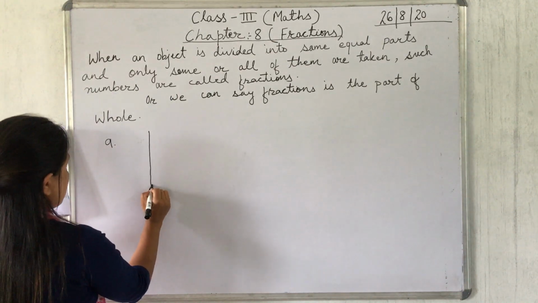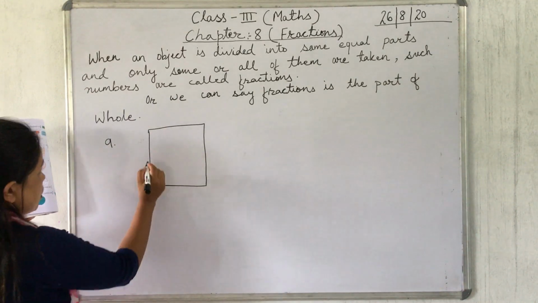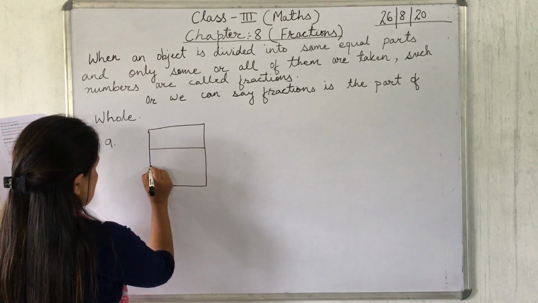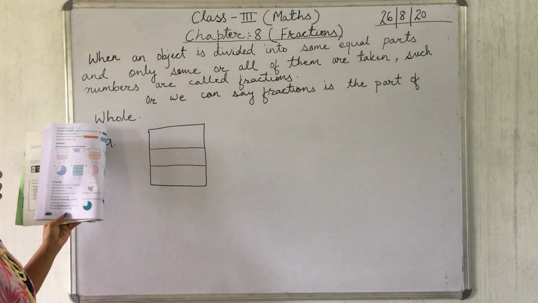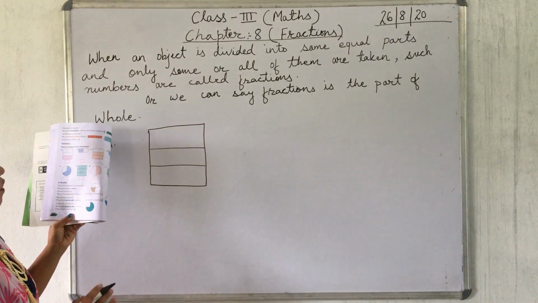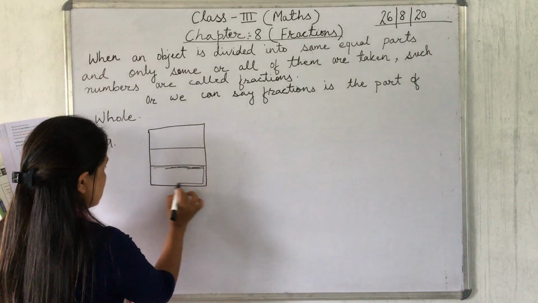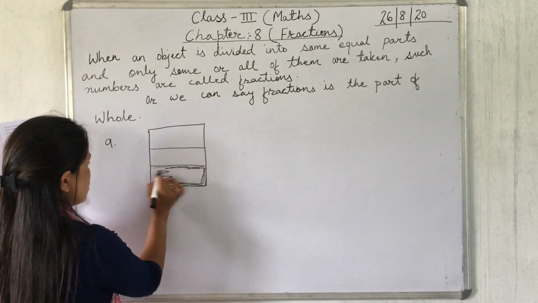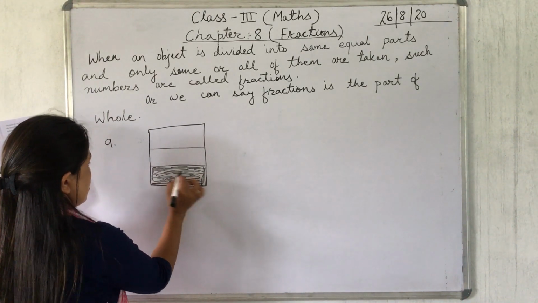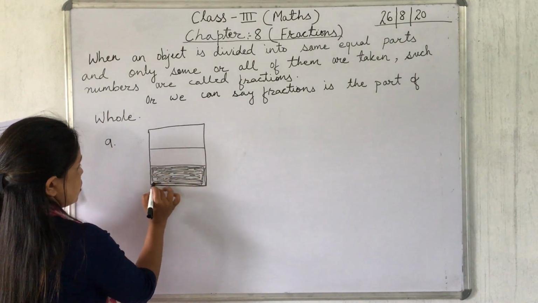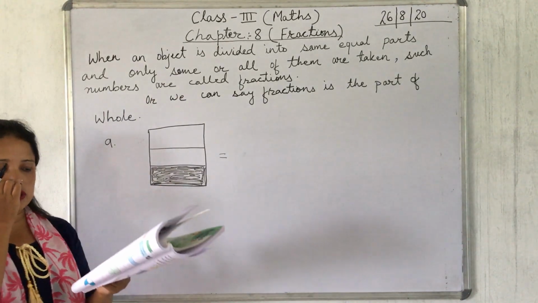This is a rectangle. Now here are 3 equal parts. It's divided into 3 equal parts. Understood? So here the question is, write the fraction for each colored part. So here one part is colored or shaded. Okay children? One part is shaded. So you have to write the fraction. So how will you write this in fraction?